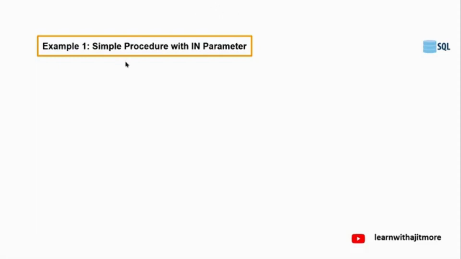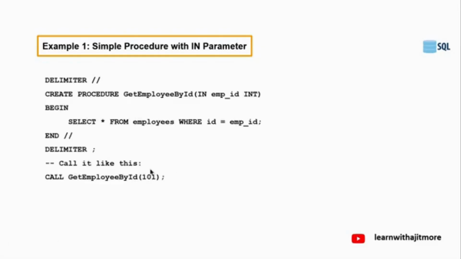Okay. So for now, for the time being, I'm showing you only the in parameter. Suppose I'm going to pass one employee ID, and your procedure should just show the details about that ID. That's all. Whatever ID is passed, it should show the details of that employee.